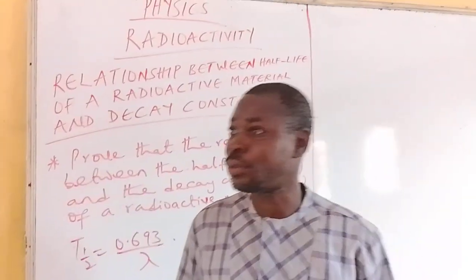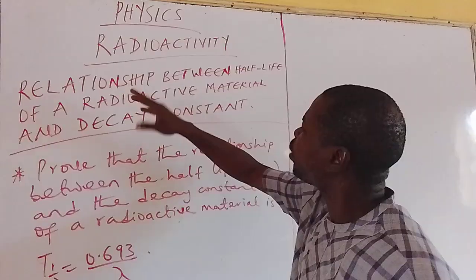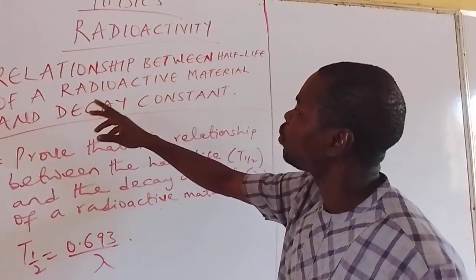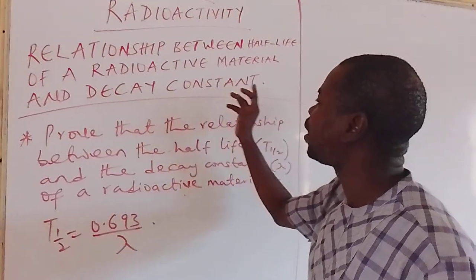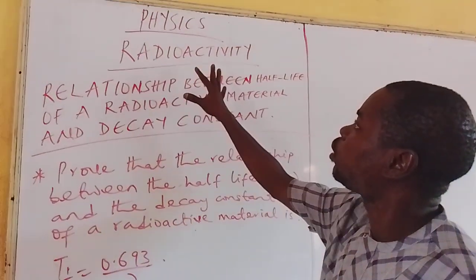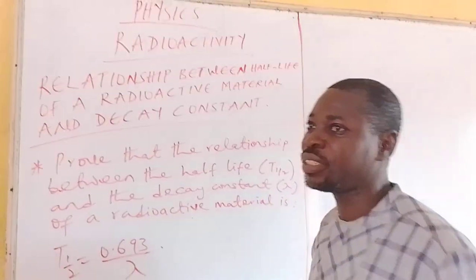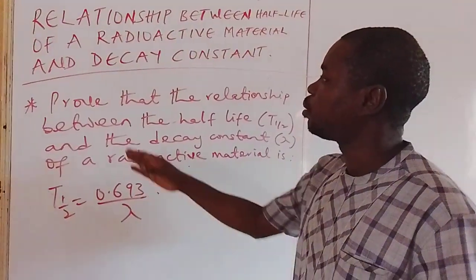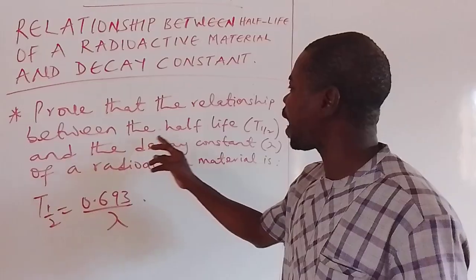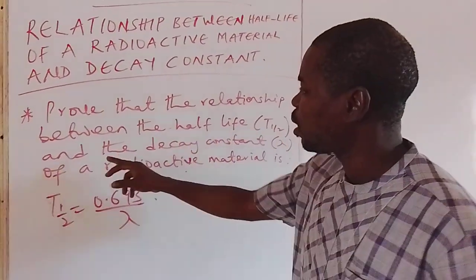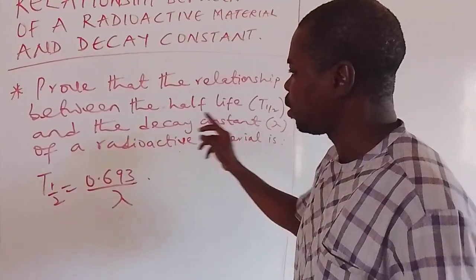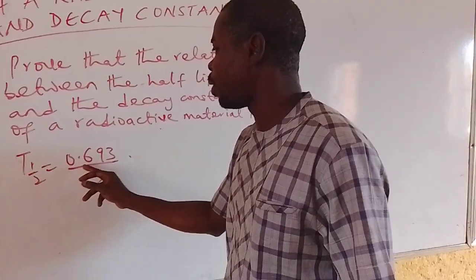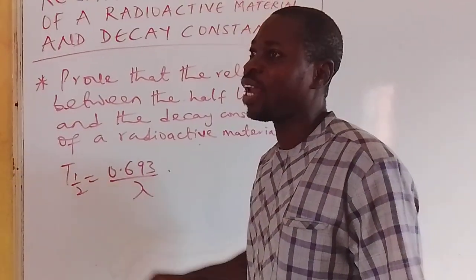Welcome to another video. In this video, we want to talk about the relationship between the half-life of a radioactive material and the decay constant. So this topic is radioactivity. The question goes thus: prove that the relationship between the half-life, that is T half, and the decay constant lambda of a radioactive material is T half equals 0.693 over lambda. This T half means half-life.